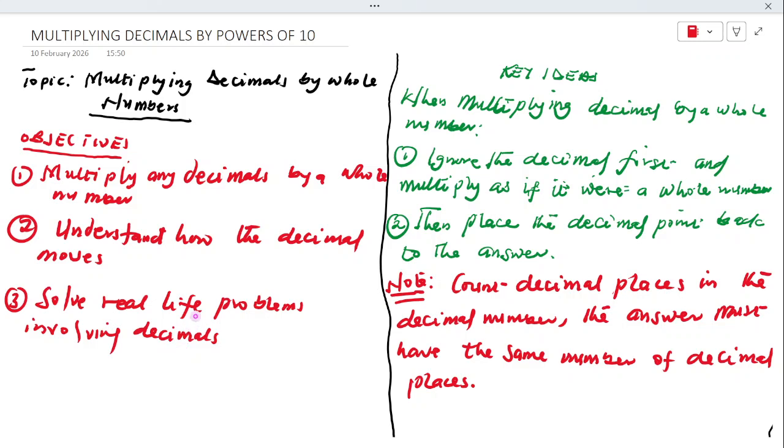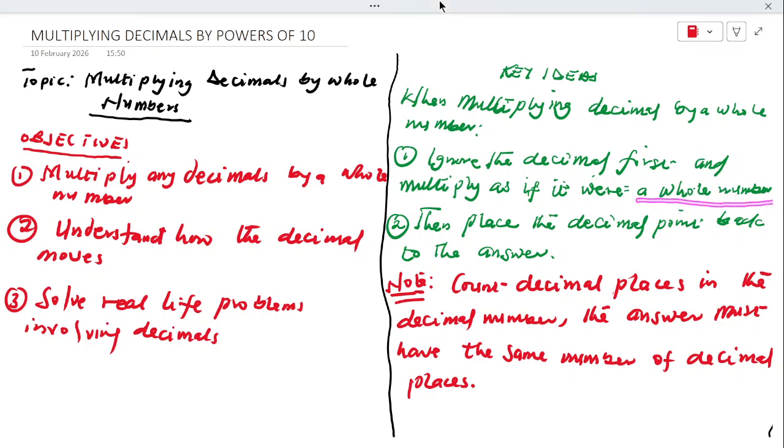All right, but before we dive in, let's look at some key ideas that you should have in mind when multiplying decimals by whole numbers. The first idea is to always ignore the decimal first and multiply as if it were a whole number.